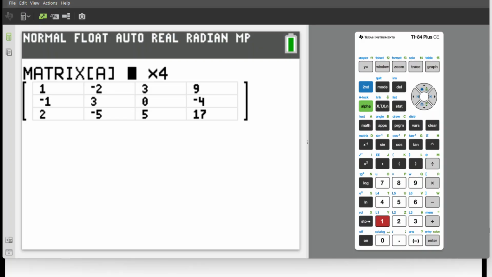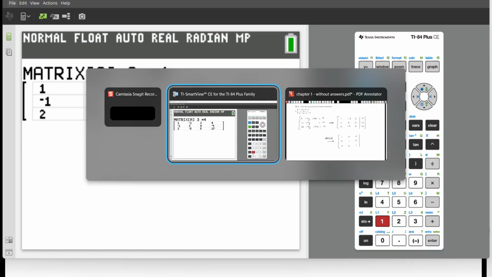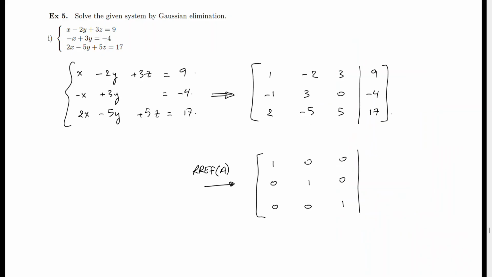Okay, so for my example, the numbers that I'm supposed to have in my matrix are 1, -2, 3, 9, -1, 3, 0, and -4, and 2, -5, 5, 17. So you just have to be careful here because the middle row does not have a z variable. That means that the number should be 0 there. And I'm going to put all the numbers in. I've verified already that all my x's are lined up, all the y's are lined up, all the z variables are lined up, and all the numbers after the equal sign are all lined up.